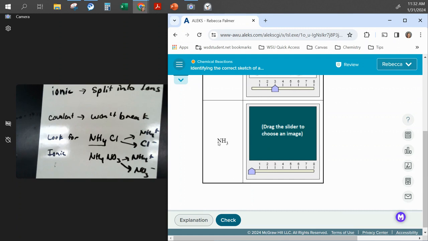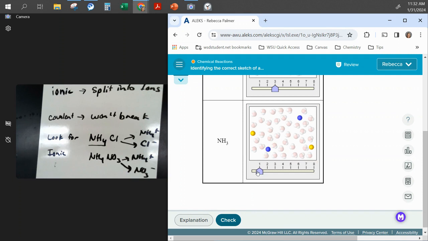This one, NH3 ammonia, is covalent. This one doesn't break apart. So we're looking for nitrogen attached to 3 hydrogens. Nitrogen attached to 3 hydrogens. That's a great model.